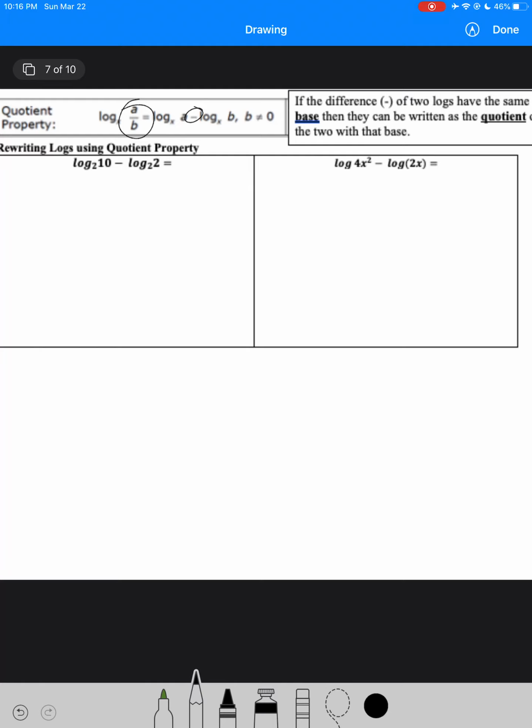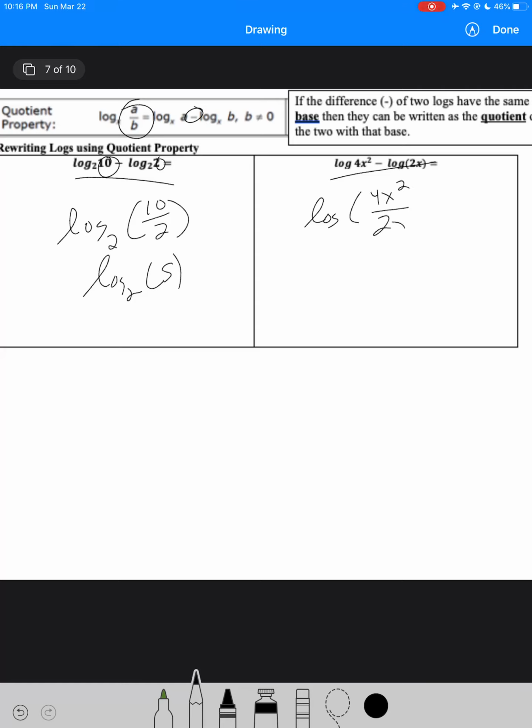So let's say, for example, you have this, and you want to rewrite that using the quotient property. You see a minus, you see the same base, so you would just rewrite that as log, base stays the same, of 10 divided by 2, or in other words, log base 2 of 5. So you would just take these and you would divide them. So if you have this, it'll be log, the base is 10 here, remember, of 4x squared over 2x.